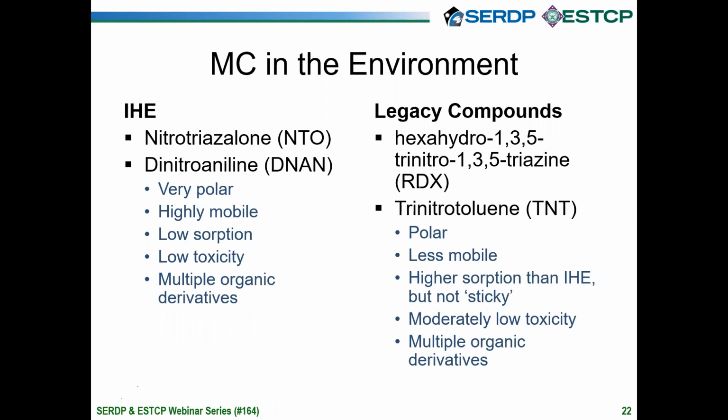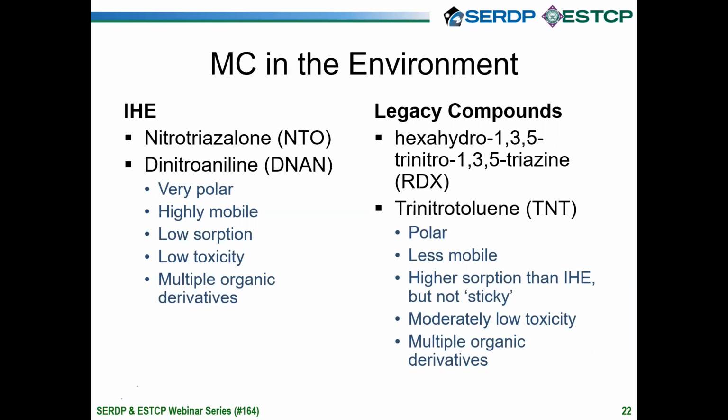So the two legacy compounds that I'm going to focus on here are RDX and TNT, the primary constituents found in composition B, which is widely used in a variety of applications. And then the two IHEs that I'm going to talk about here are NTO and DNAN. And what's on this slide is a list of just very general compound characteristics.